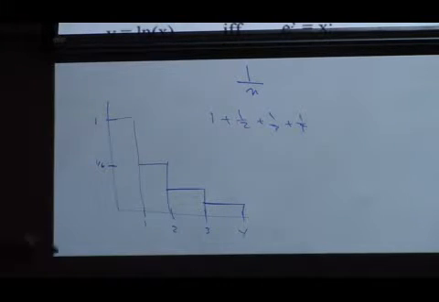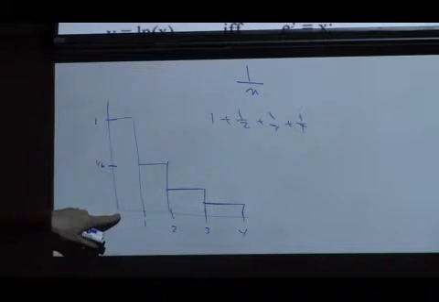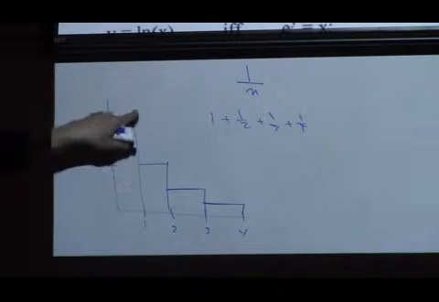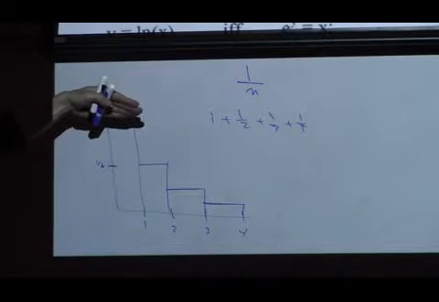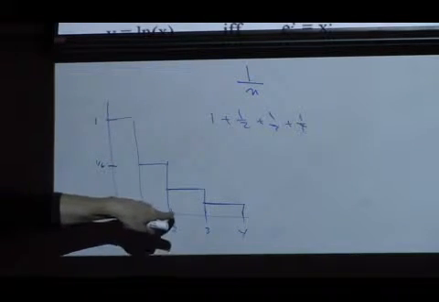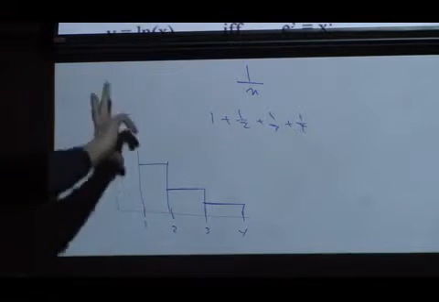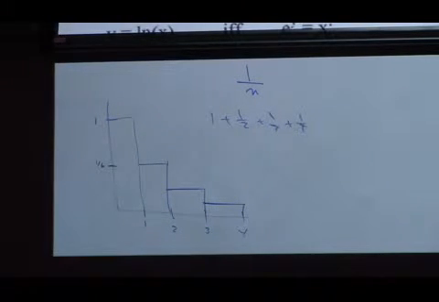Now, why is this always equal to 1? Because basically, if you go from 0 to 1, the width of this rectangle is 1, and the height is also 1 because I stopped it there. From 1 to 2, the width is 1. From 2 to 3, the width is 1. So basically, it's always going to be 1 times the height that will give you the area.